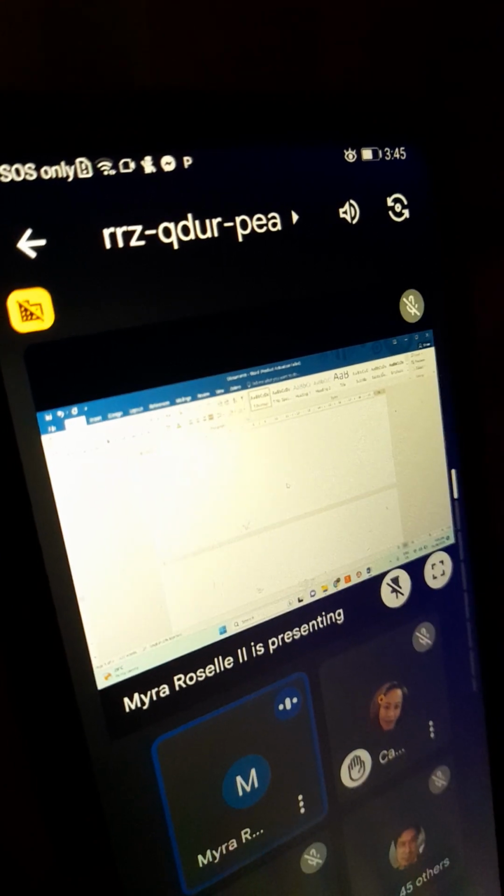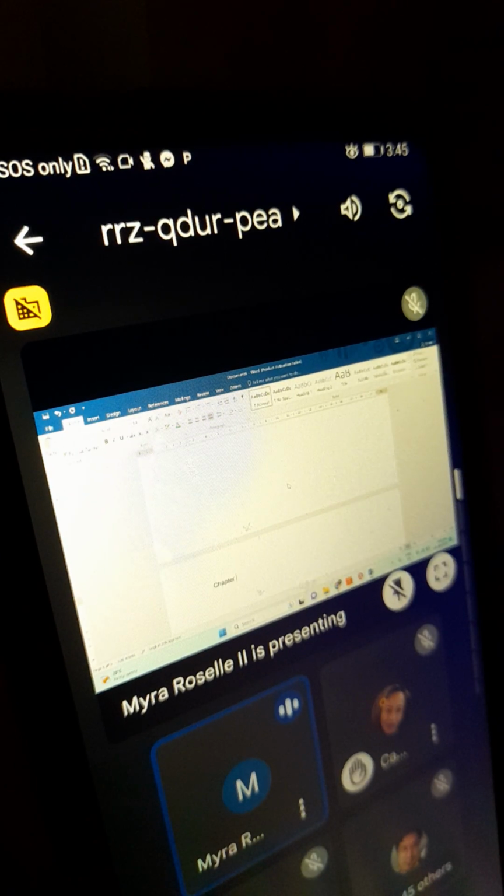Last na gini. You have chapter 3, summary. Separate ha, summary, 1 paragraph. 1 paragraph for findings, 1 paragraph for conclusion, and 1 paragraph for recommendation. I will teach you how to write recommendation the proper way.